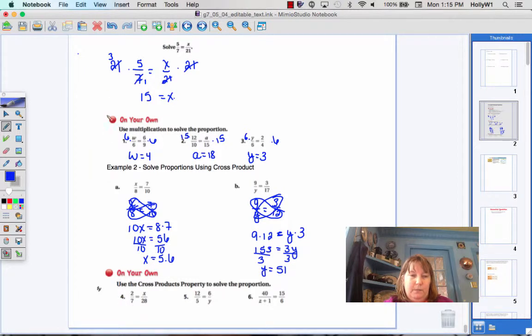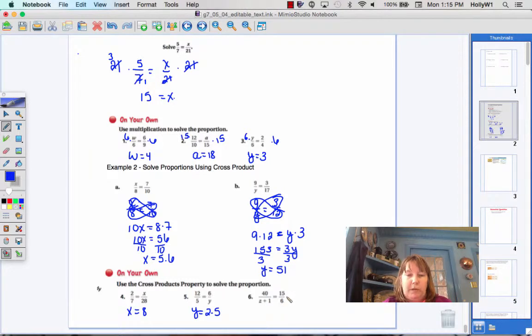Well, in this one we get x is equal to 8, because you're going to take 2 times 28 and divide it by 7. Y is equal to 2.5. You're going to end up with 12y is equal to 30. Divide both sides by 12, and you get 2.5.